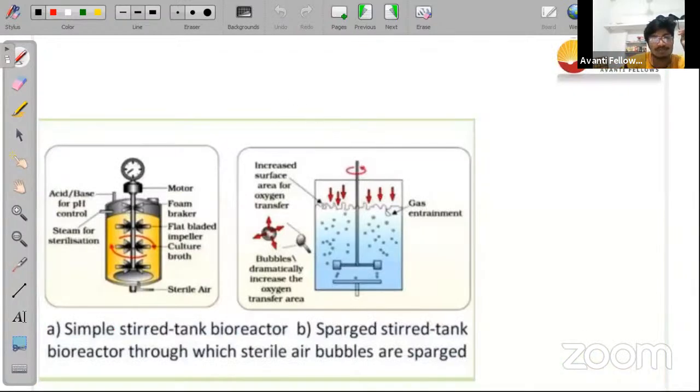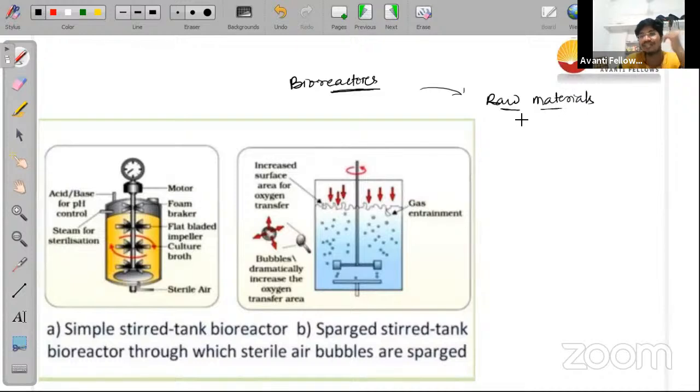We have to take some bioreactors. Two types of bioreactors are there. Inside these bioreactors, we put our raw materials. यहाँ पे हम लोग raw materials डालेंगे. What are the raw materials here?